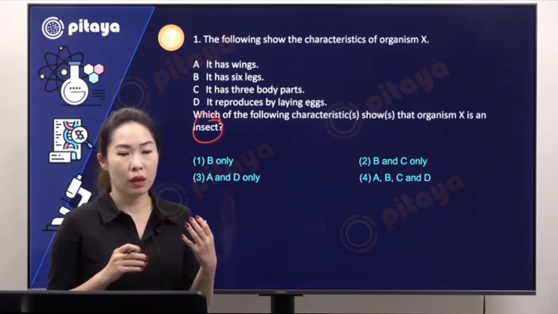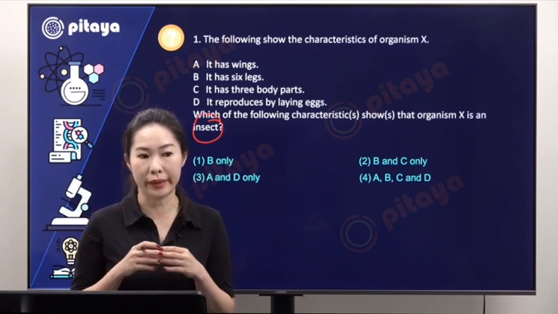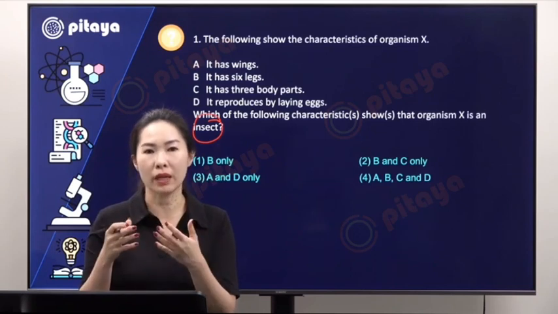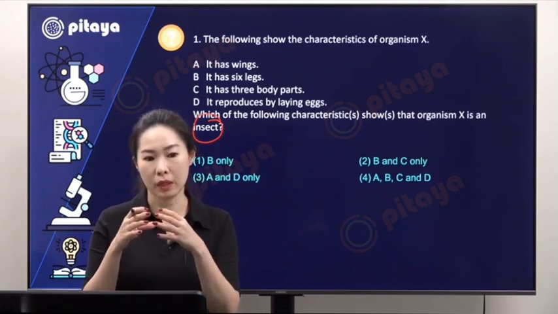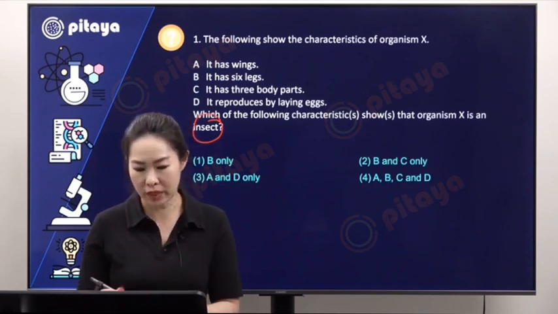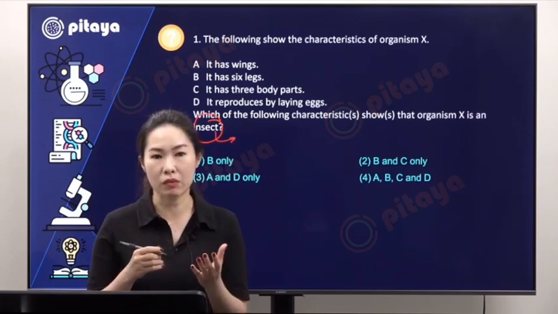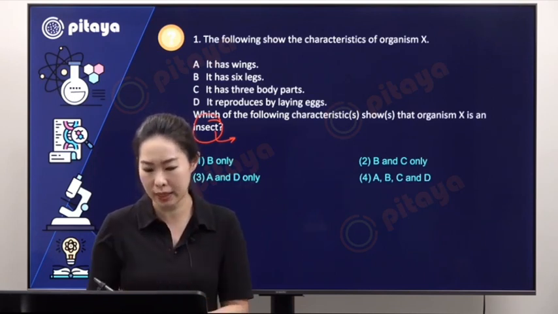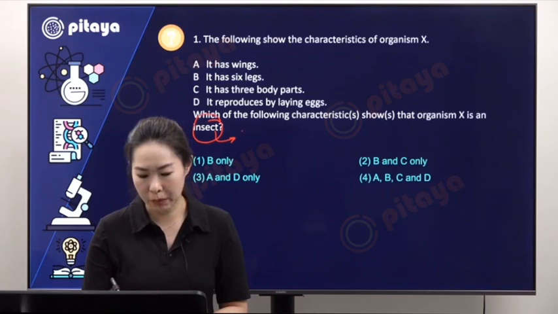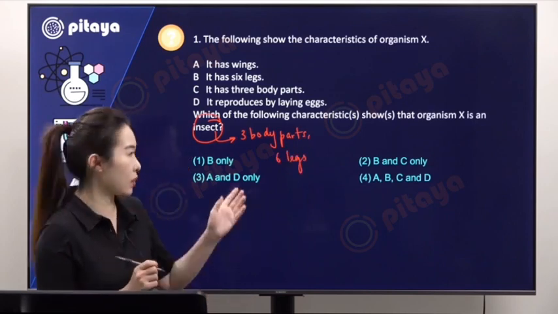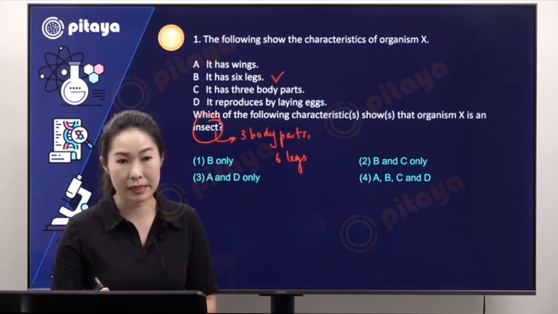So any question for diversity of animals where you have to identify an unknown animal to be a specific animal group, must remember and revise that different animal groups have different unique characteristics that are only found in their animal group. So for example, insects, right? The unique characteristics that help us to classify this as being in the group of insects will be having 3 body parts and 6 legs. And we have the 2 characteristics over here, which is B, having 6 legs and 3 body parts.